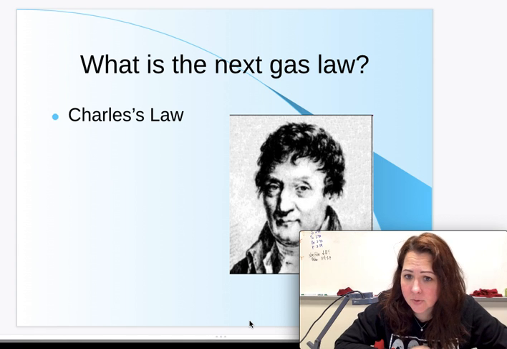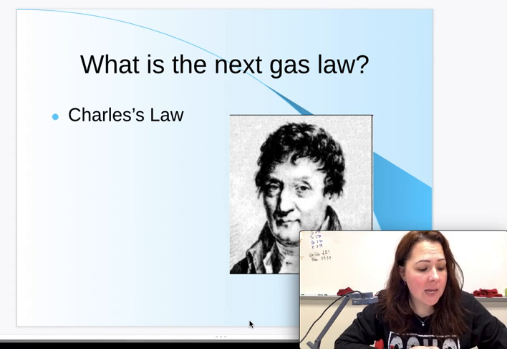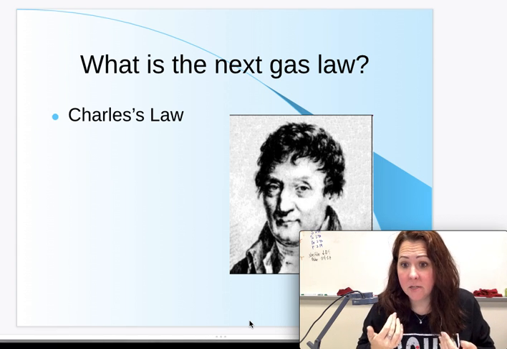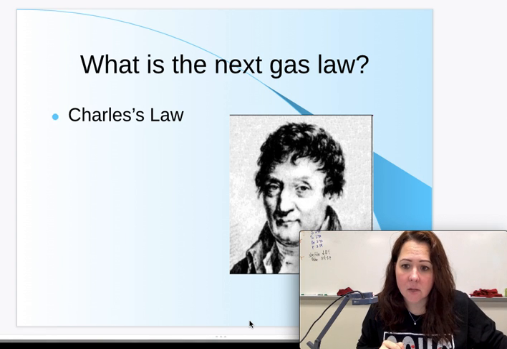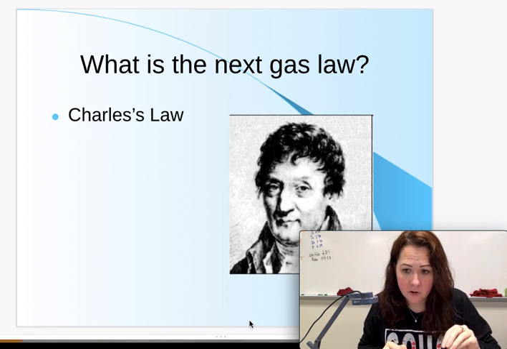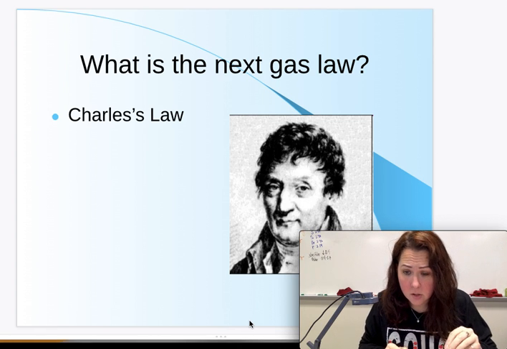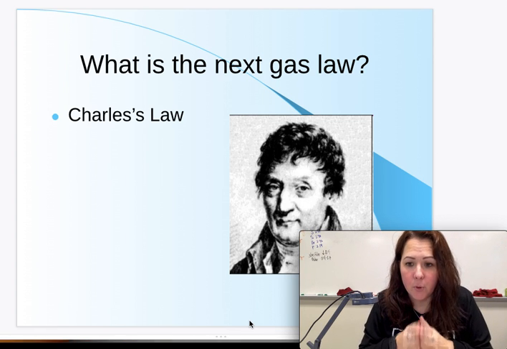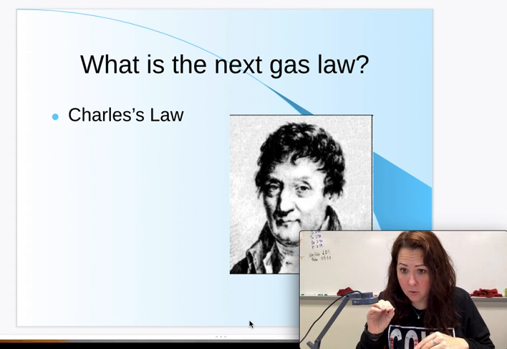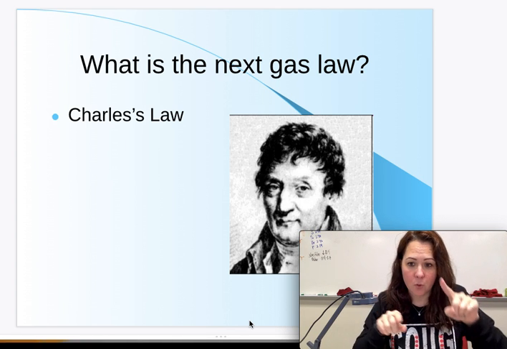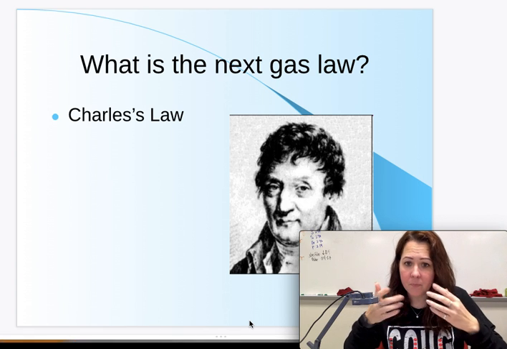This is Jacques Charles in the picture, and he was a scientist that studied gas laws. And when he looked at gas laws, a lot like Boyle, he held one variable constant. So Boyle's law held temperature constant. Boyle looked at the relationship between the pressure and the volume, and he figured out that if one goes up, the other one goes down, and they always do the opposite.